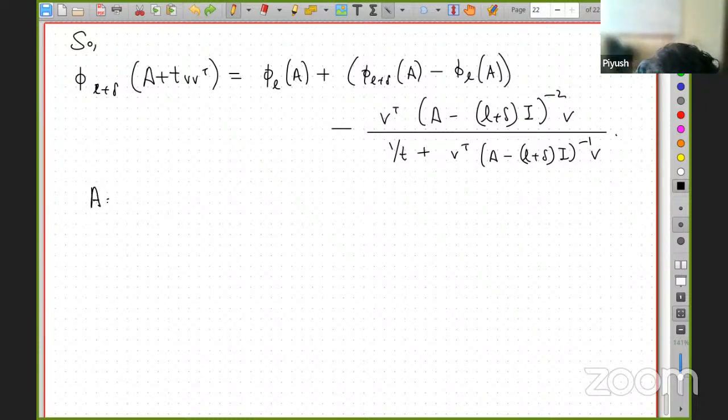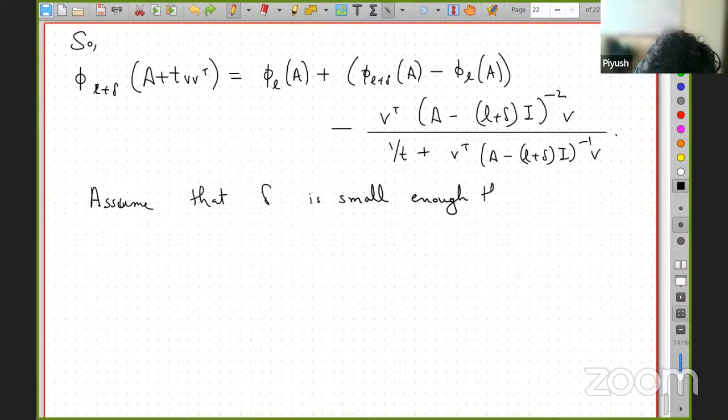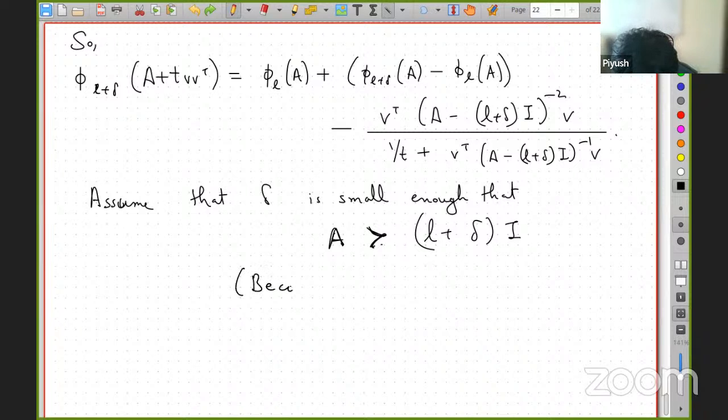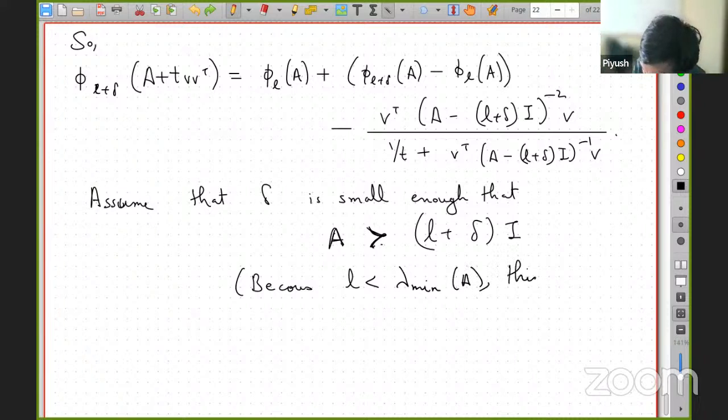So assume that delta is small enough that A is bigger than L plus delta I. Remember that L is strictly less than the smallest eigenvalue of A. So certainly this is true for small enough delta. Because L is less than lambda min of A, this is true for all small enough positive delta.